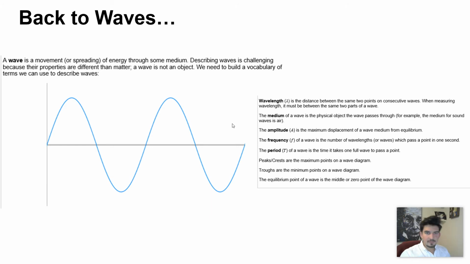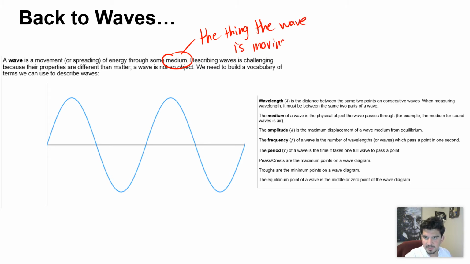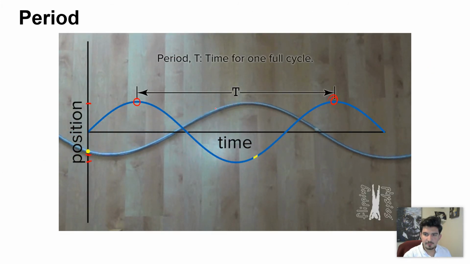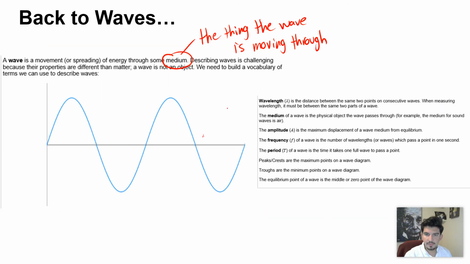So let's get back to waves for a second. When we're talking about waves, there's going to be a lot of this. It's just the movement of energy through what we call a medium. So a medium is just the thing the wave is moving through. And we're going to look at a few examples of that. And so this is not to be confused with the stuff we've seen before. That was periodic motion. Now we're thinking about actual waves.